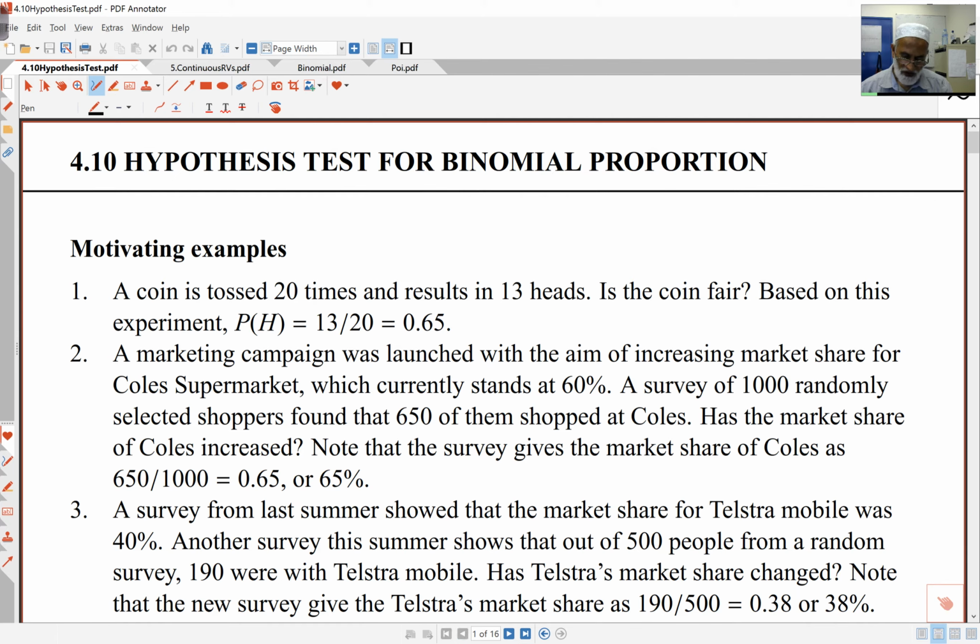First example is toss a coin 20 times and we get 13 heads. Is the coin fair or is it biased towards heads? Based on the 13 heads, we get 65% or 0.65 heads in this case. Probability of heads is 0.65, and this is quite large compared to 0.5, but is it large enough? The question here is, do we base it simply on this 13 heads out of 20 or this 0.65, or is there some other way of doing this?